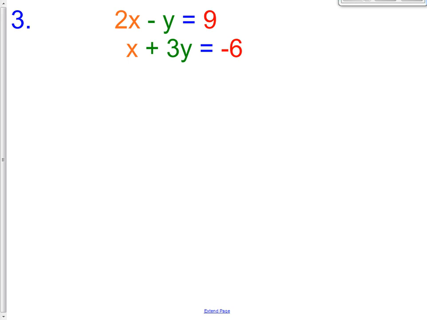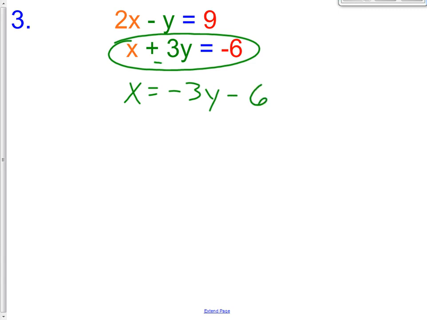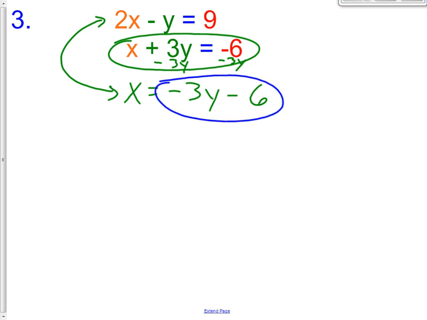On this one, to use substitution, you have to get a variable all by itself. So you have to solve for x or solve for y. I would recommend solving for x on this one. It's the easiest one because all you have to do is subtract 3y. X equals a negative 3y minus 6. Now you have x all by itself. So I'm now dealing with this equation and this equation. Now, if x equals a negative 3y minus 6, then this x also equals a negative 3y minus 6, because those x's are equivalent.